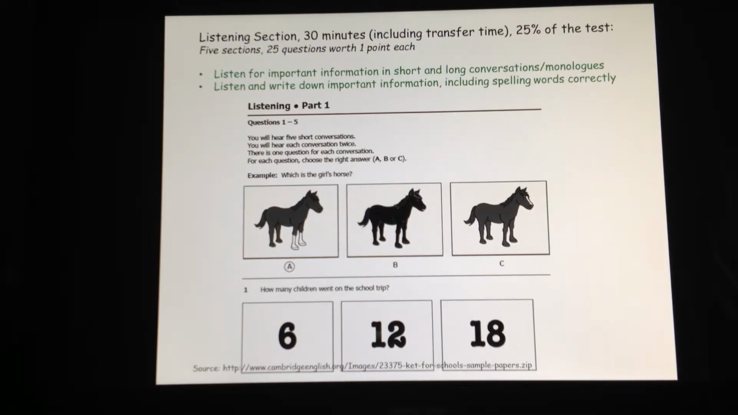The listening section is 30 minutes long, and it's 25% of the test. There's 5 sections, 25 questions worth 1 point each, and the test taker is to listen for important information in short and long conversations and monologues, and listen and write down important information, including spelling words correctly.